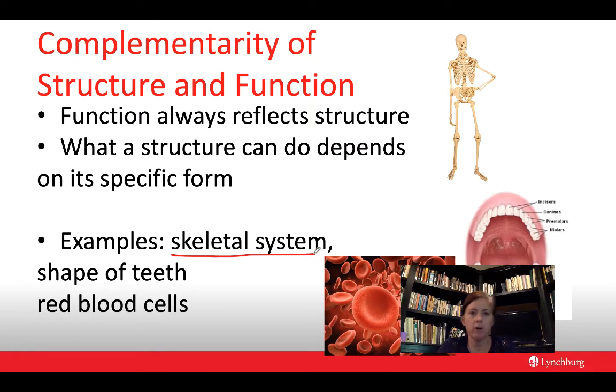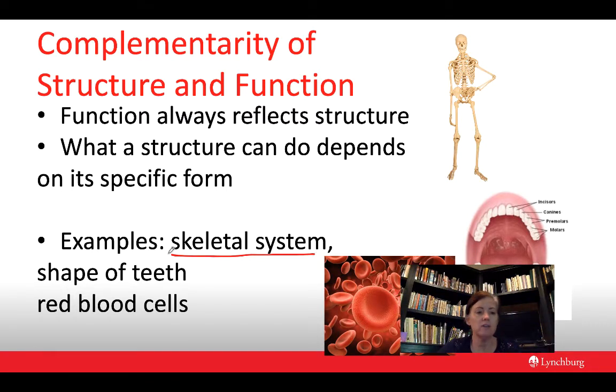Bones are hard because they're protective, right? Your skull's protective, it protects your brain. That makes sense, and that's a great example of complementarity. And then other bones in our arms and our legs, they're hard, and they provide a rigid structure for our muscles to attach to, so that when our muscles pull on our bones, we're able to move.